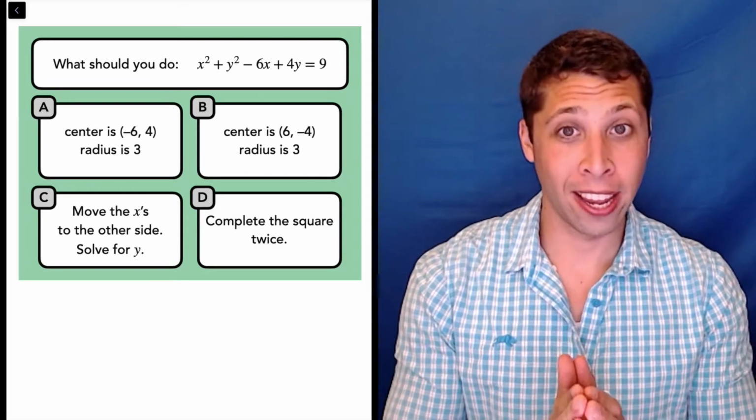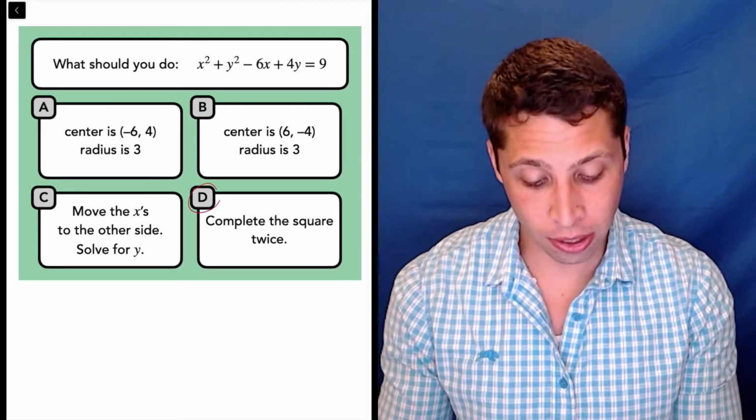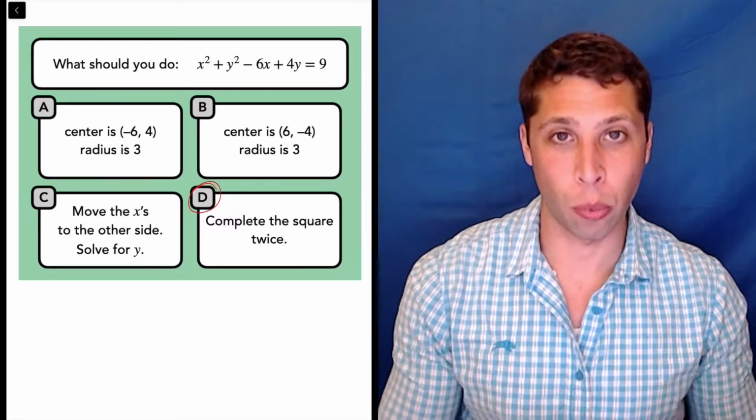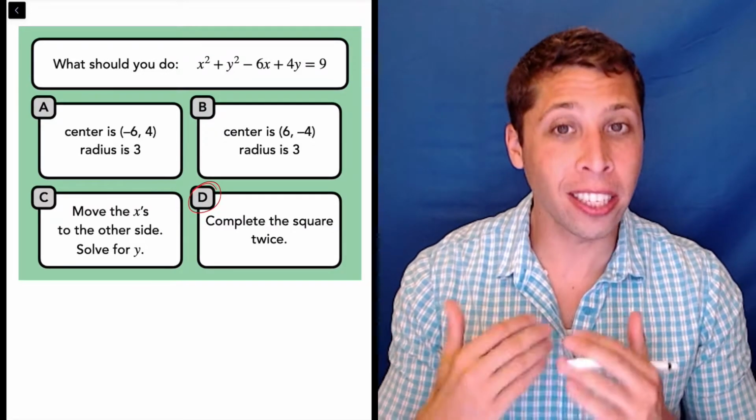You should pray that you do not get a question like this on your SAT. The answer is D. We are going to need to complete the square twice. Why? Well, we have a circle, but that circle is not in its proper form, right?